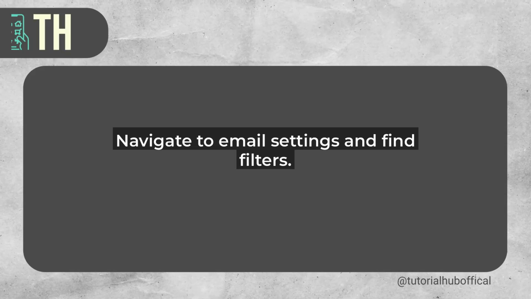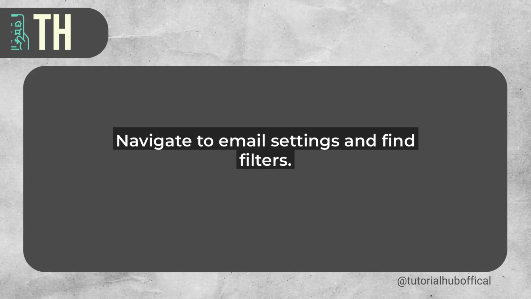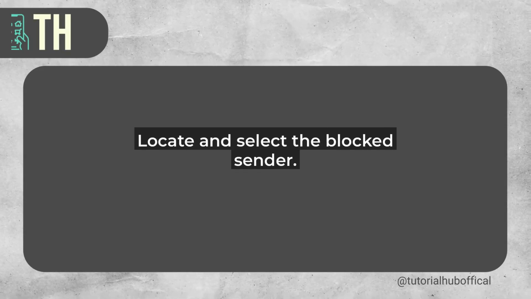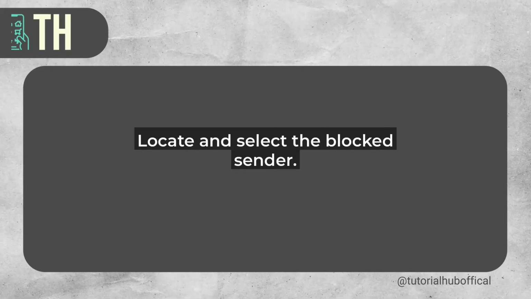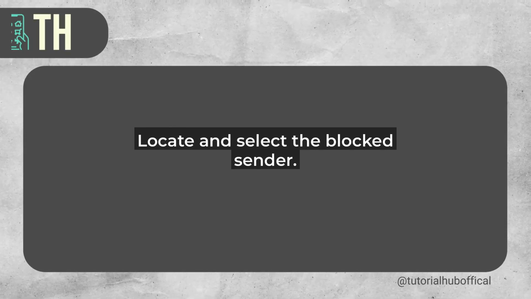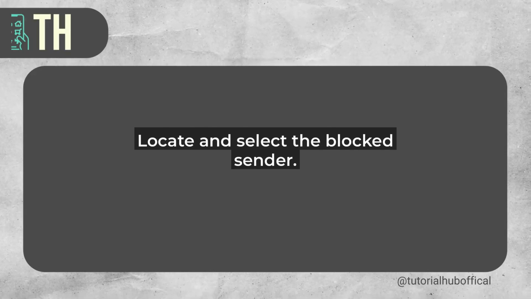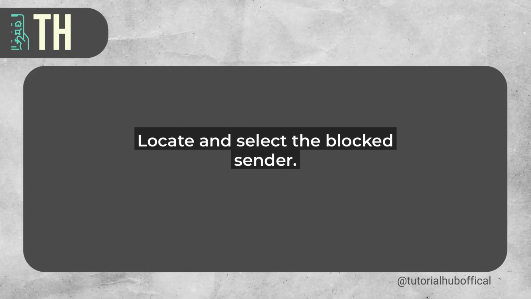Next, go to your settings. Click on Preferences or Settings in the menu, and then find the Filters and Blocked Senders option. It's usually under the Spam or Security settings. Here, you'll see a list of blocked senders or domains. Scroll through and identify the one you want to unblock. Maybe it's an email address that's been flagged by mistake.